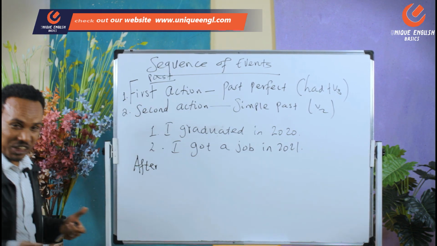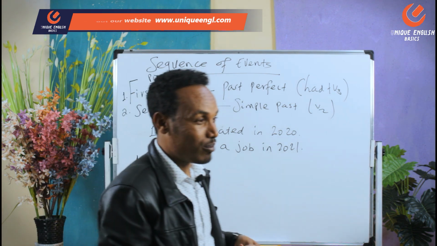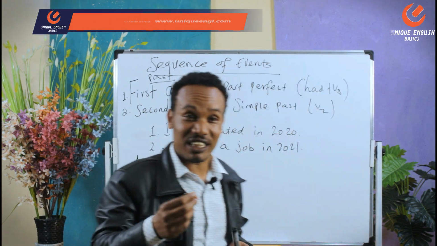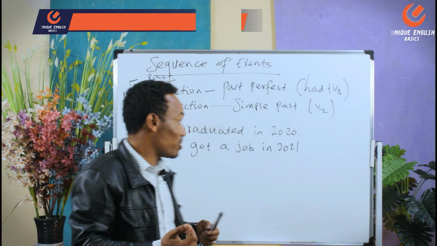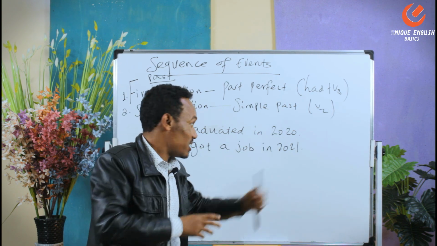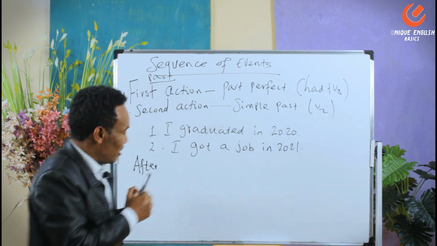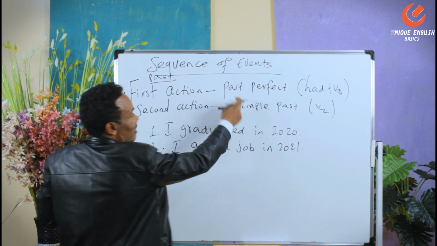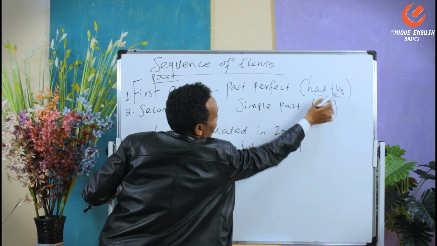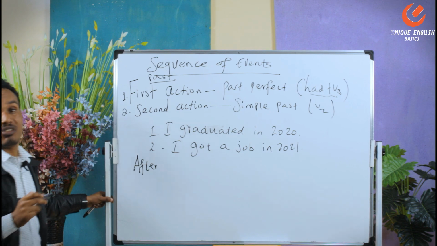The action of graduation or the action of getting a job? Graduation is the first action. Yes or no? Because 2020 is first and the second one is 2021. Therefore, after this first action, had with verb 3 form as the main verb.